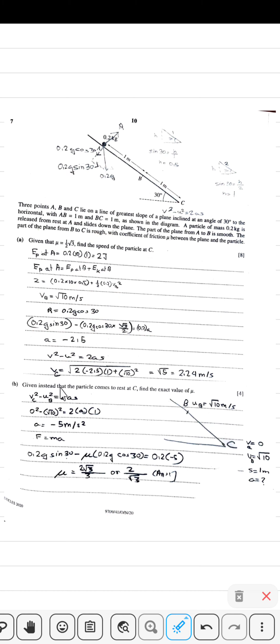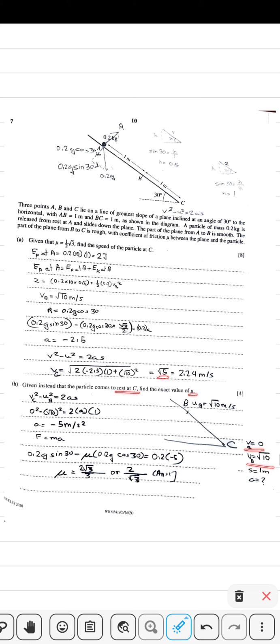Now in the next part, it is given instead that the particle comes to rest at C. Find the exact value of mu. The only thing that changes is that the speed of the particle at C was root 5, but now it is 0. Since the speed at C is 0, we need to find the value of mu.